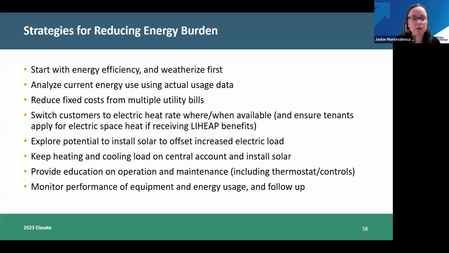That's something that we can talk to owners about, moving from a gas to an electric heat rate, and also considering how that is affecting tenants with LIHEAP benefits and making sure that they're applying for the right space heat, this type of space heat. We're exploring solar, of course, so I'll talk about that in our case studies and how that offsets costs.